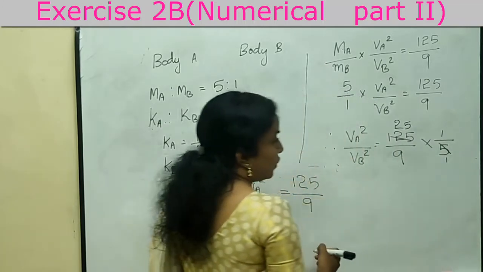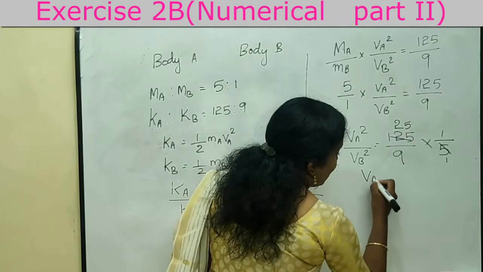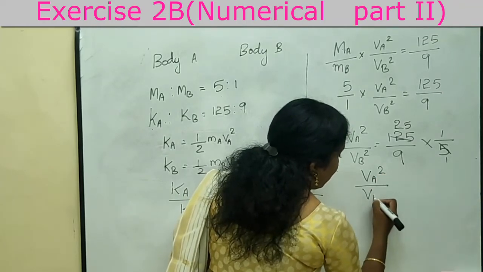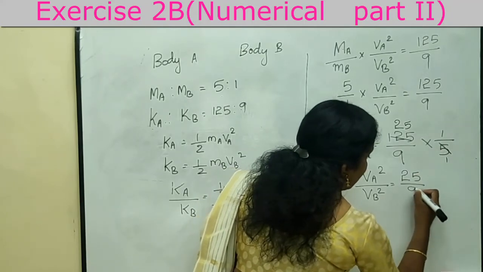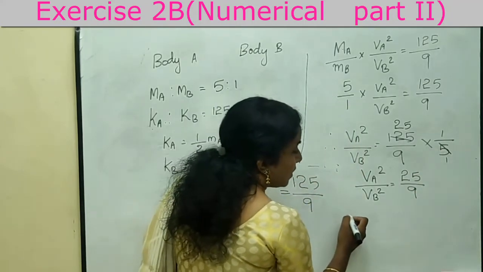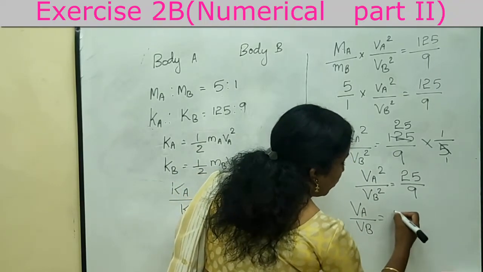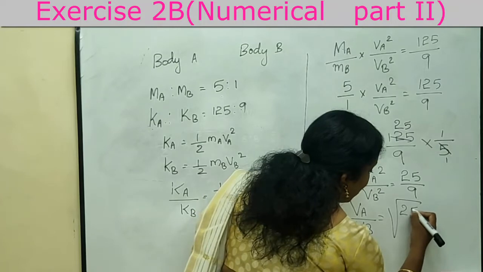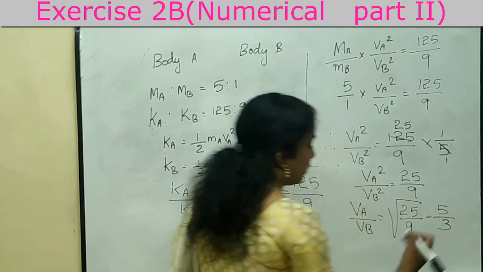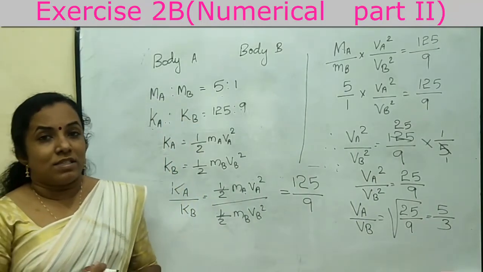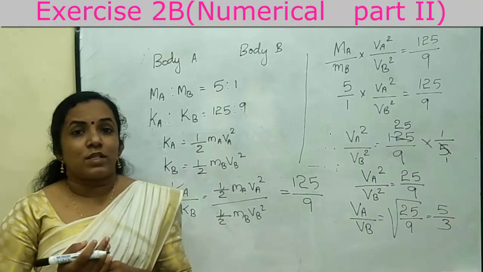And 1. So it is 25 by 9. So here VA square by VB square is equal to 25 by 9. Hence, VA by VB is equal to root of 25 by 9, which is 5 by 3. So the ratio of the velocity is 5:3. Now we can move to the next question.